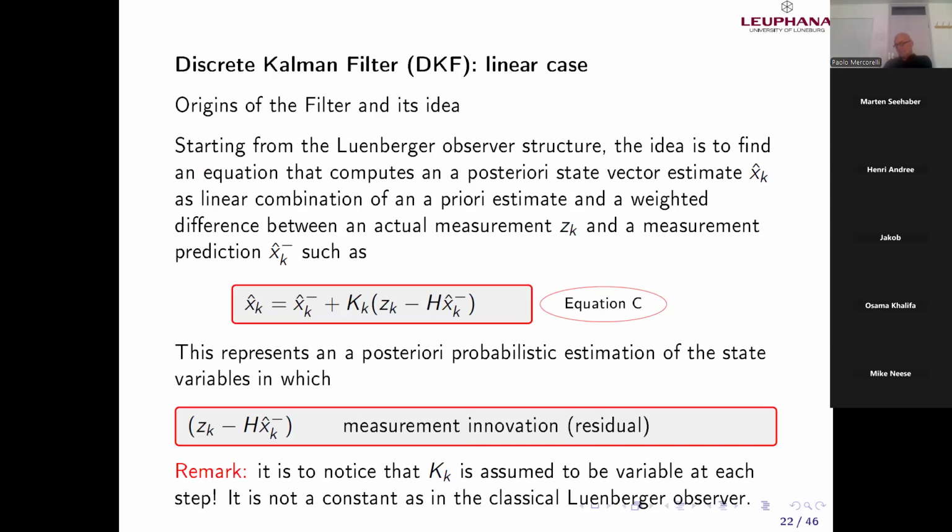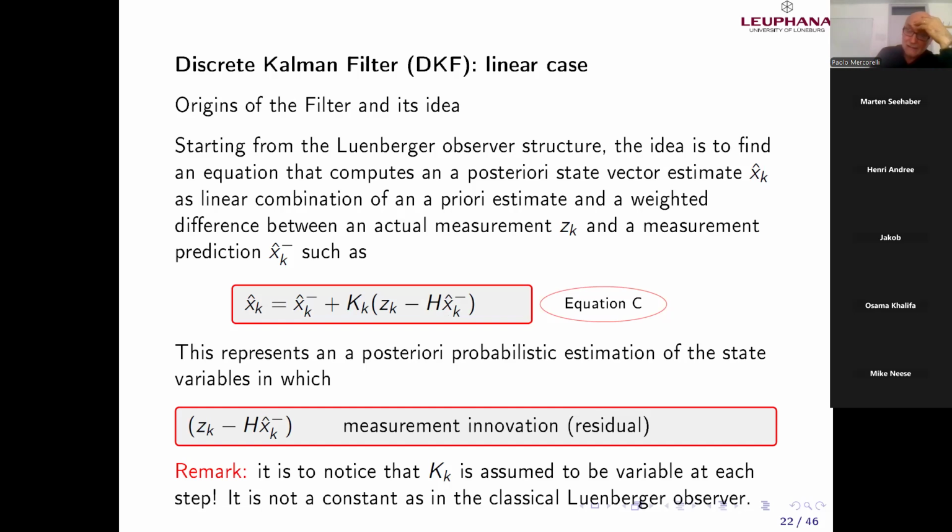Let me go ahead with equation C, which states the correction. I put this equation as a possible hypothesis, in which the corrective variable x_k hat equals x_k hat minus, the previous estimation, plus a correction, stated in this hypothesis K_k, which multiplies the difference between what I measure and what I observe. The name is measurement innovation or residual, very important.